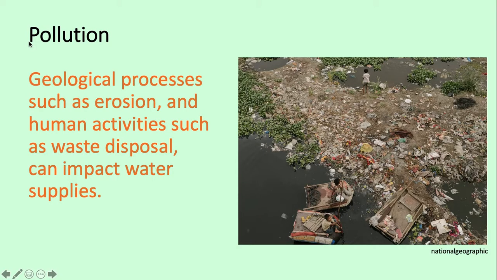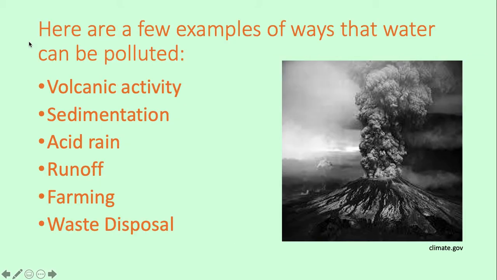Pollution. Geological processes, such as erosion, and human activities, such as waste disposal, can impact water supplies. Here are a few examples of ways that water can be polluted: volcanic activity, sedimentation, acid rain, runoff, farming, and waste disposal.